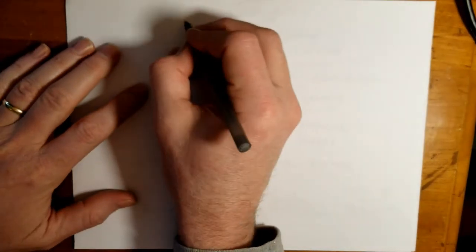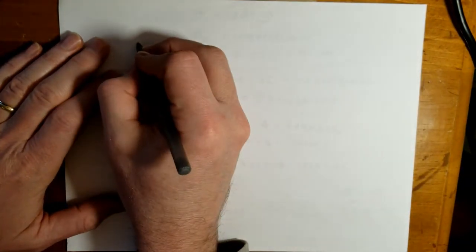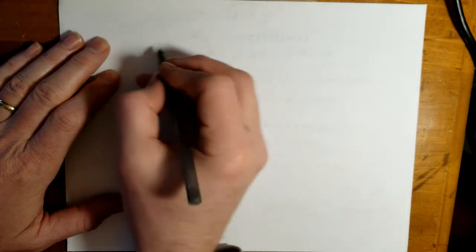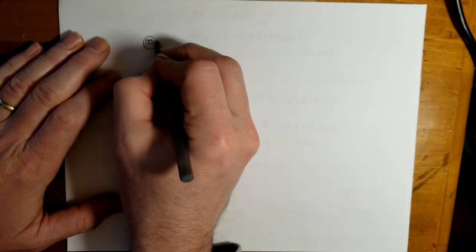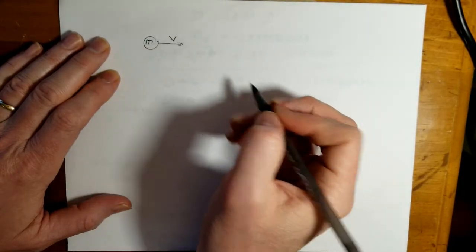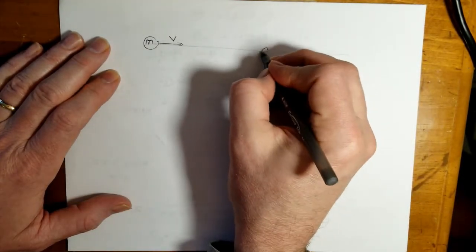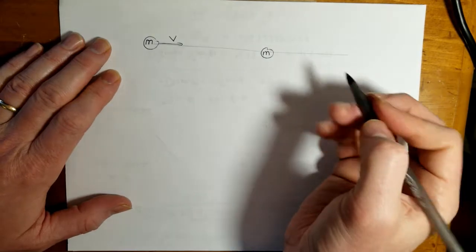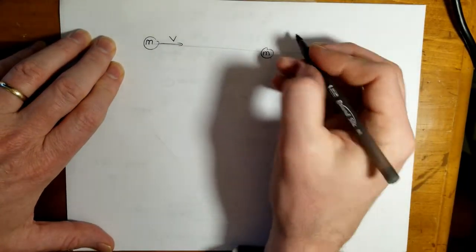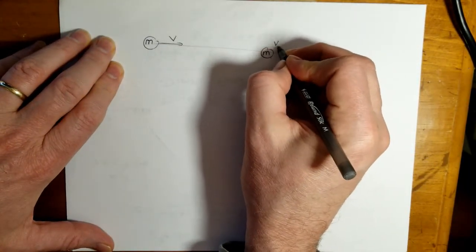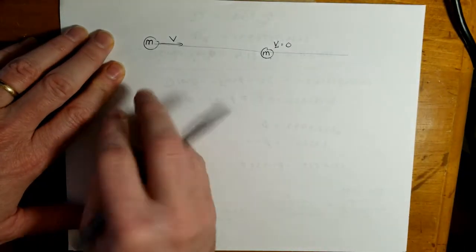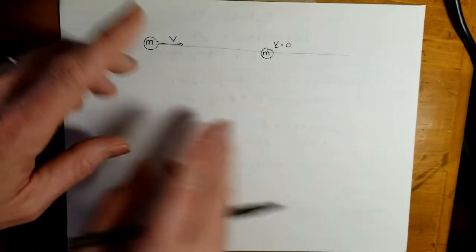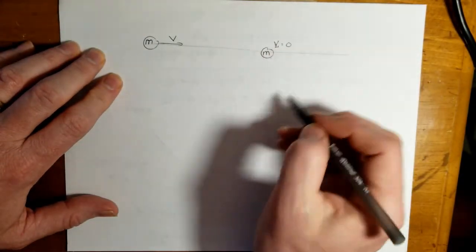Let's now take a look at a very specialized two-dimensional collision. So if I have two masses that are the same, some mass m traveling at some speed v to the right, and then I have something else with the same mass m sitting at rest, so v2 initial equals 0. They're going to collide. Since the total momentum is in that direction, one's going to go one way, one's going to go the other way.